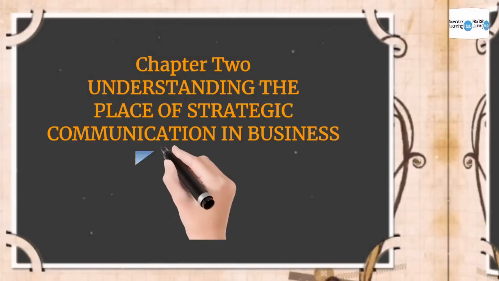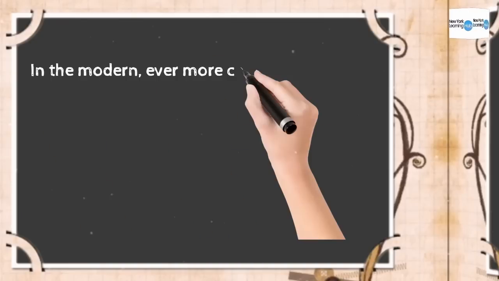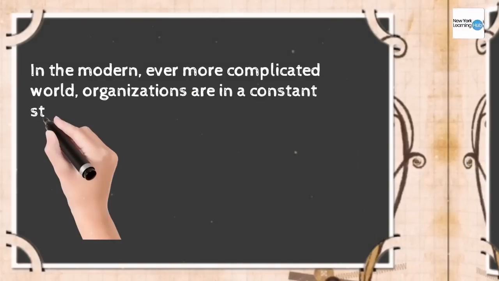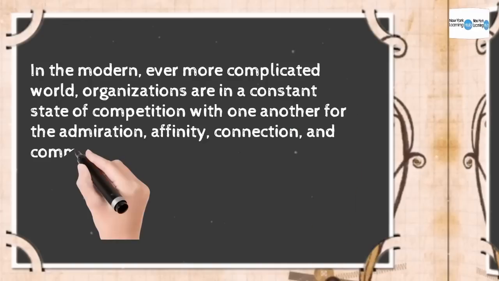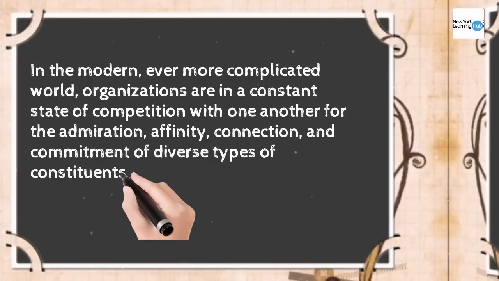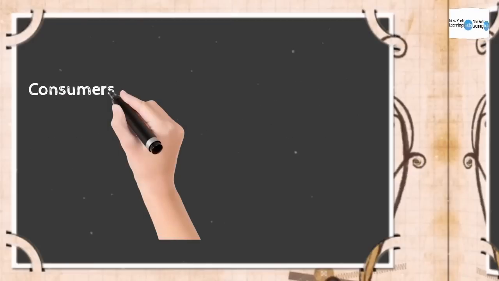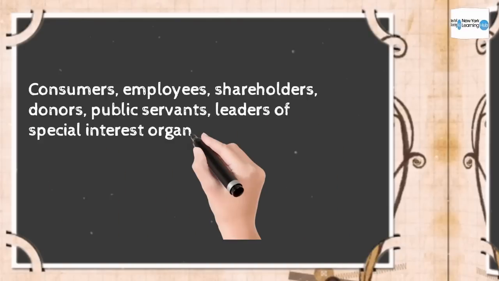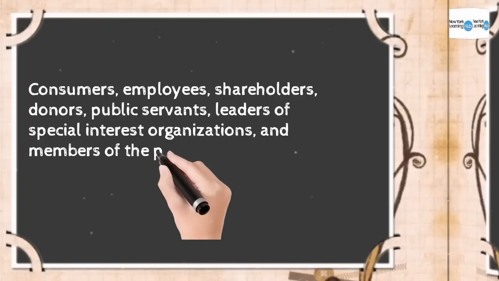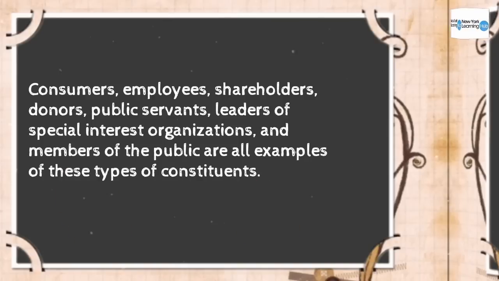Chapter 2: Understanding the place of strategic communication in business. In the modern, ever more complicated world, organizations are in a constant state of competition with one another for the admiration, affinity, connection, and commitment of diverse types of constituents: consumers, employees, shareholders, donors, public servants, leaders of special interest organizations, and members of the public are all examples of these types of constituents.